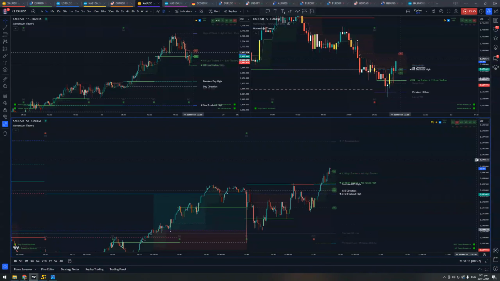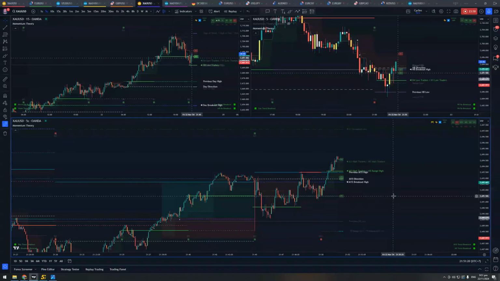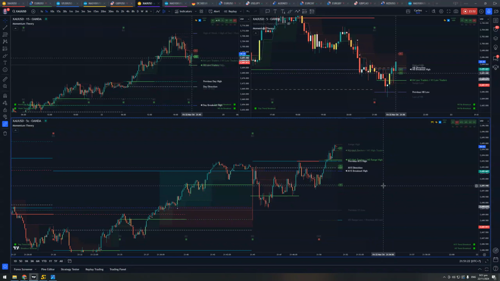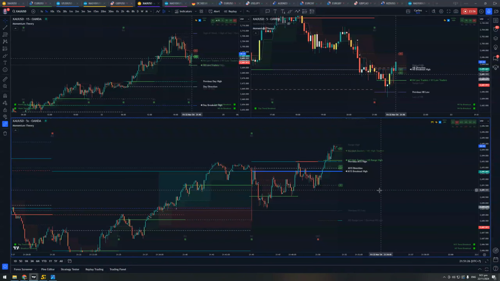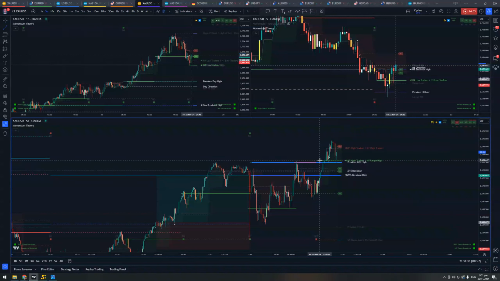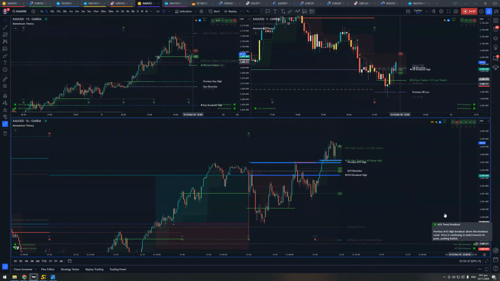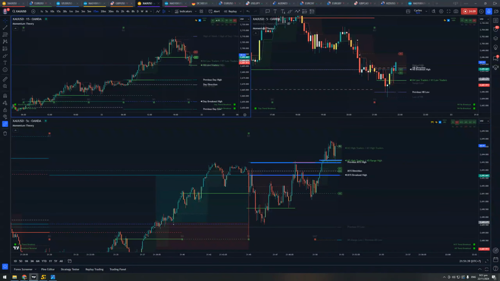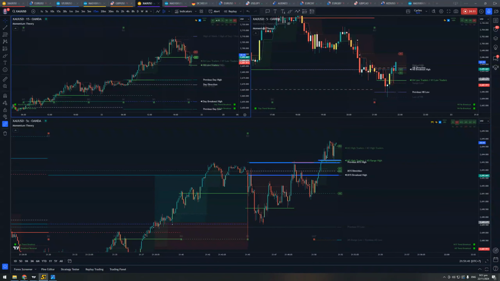Okay, and on gold, trend breakout on the M5. Got above that breakout level, broke out above the previous M15 high, and then broke out above the M5 high. That's a trend breakout on both the M15 and the M5. So let's see where this wants to go.